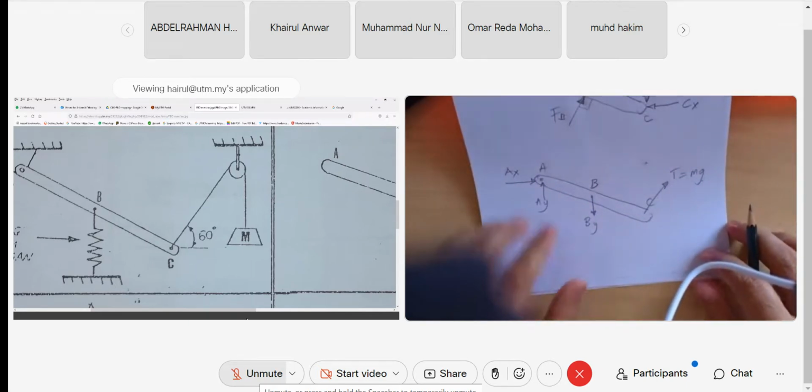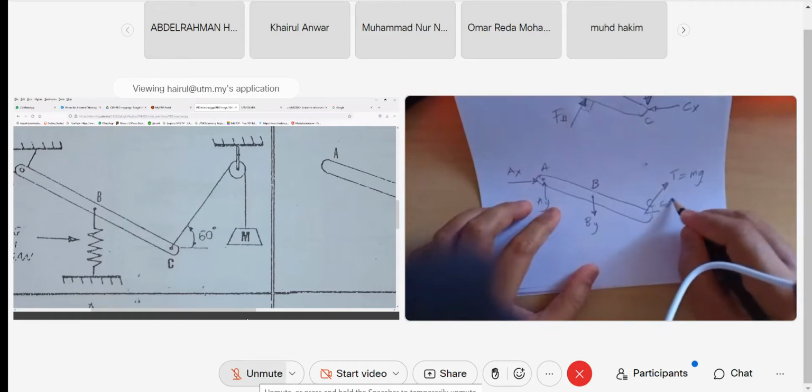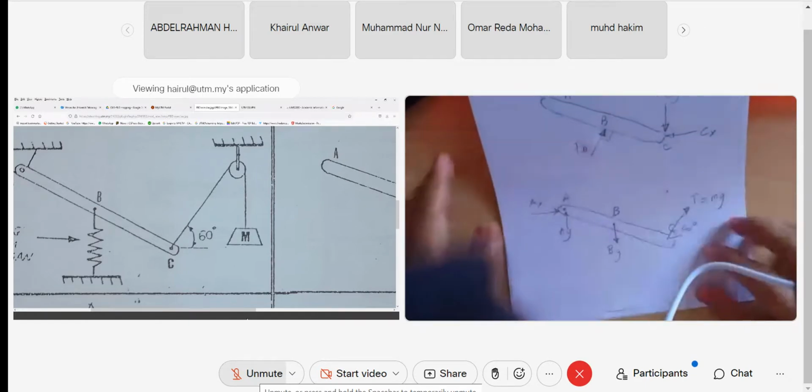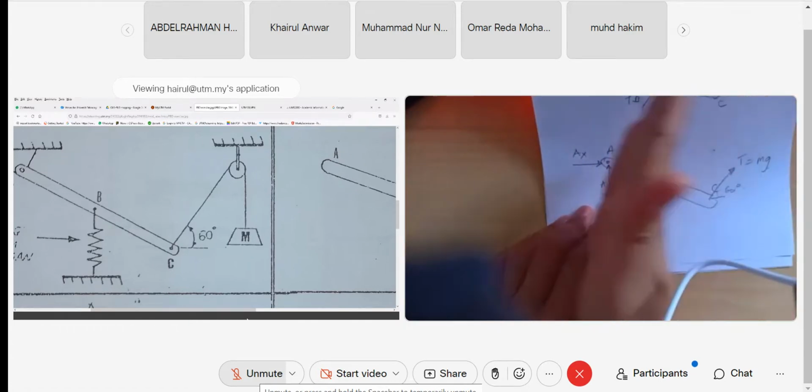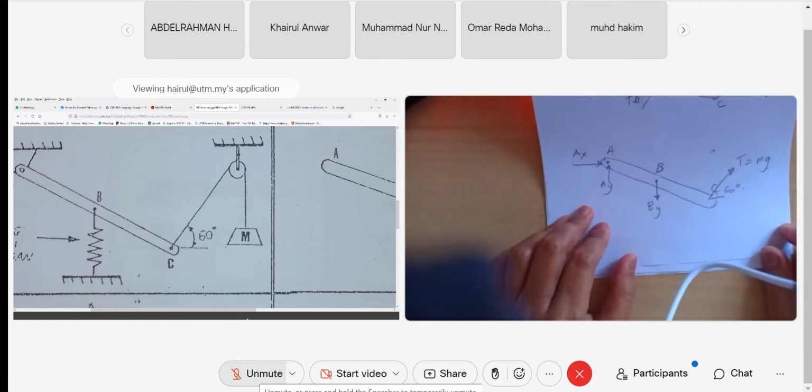Okay, clear guys? So this one is 60 degrees. Okay, so you can solve. The point is you can solve the force here, then you can calculate the stress at which point, and from the stress you can know the safety factor. Safety factor is the stress on that point over the strength. What is strength? Refer to the table.